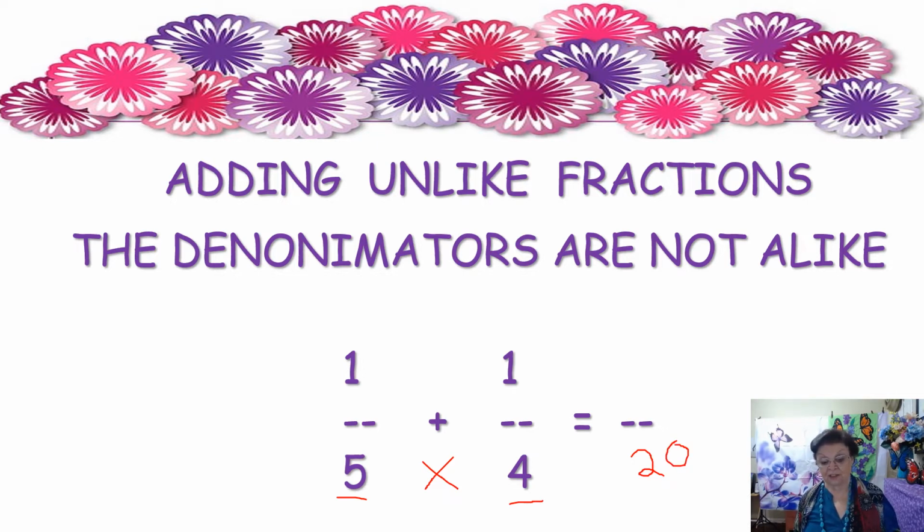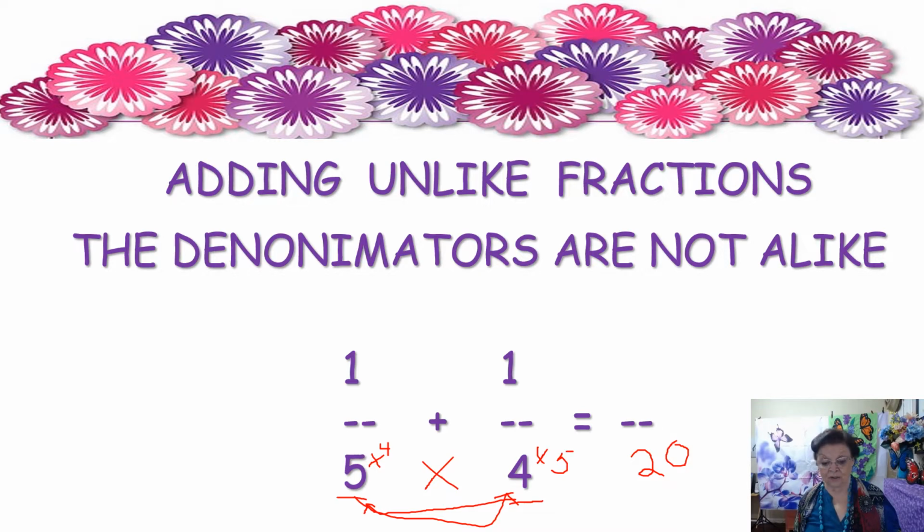How did we get to that 20? Well, we took the 5 and we multiplied it by 4. So times 4. And we took the 4 and we multiplied it by 5. So times 5.